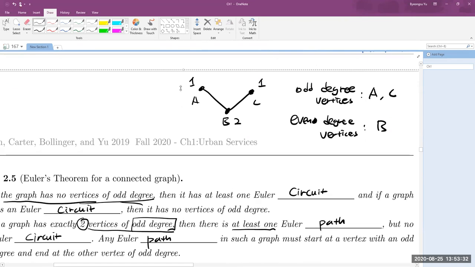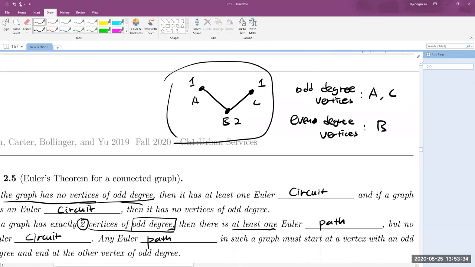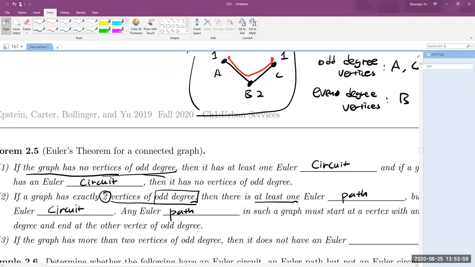For example, this is the case when only two vertices have odd degree and all other vertices have even degree. You can see that the obvious path is nothing but from A to C: A, B, C. It starts with A and ends with C, and it contains all the edges. So this is the second case.